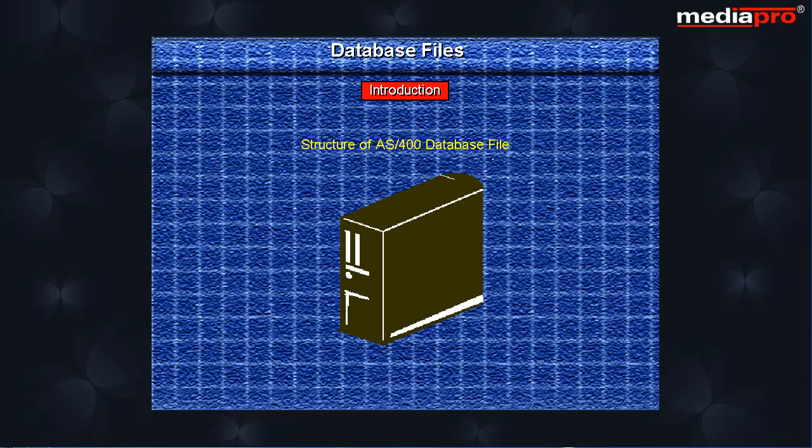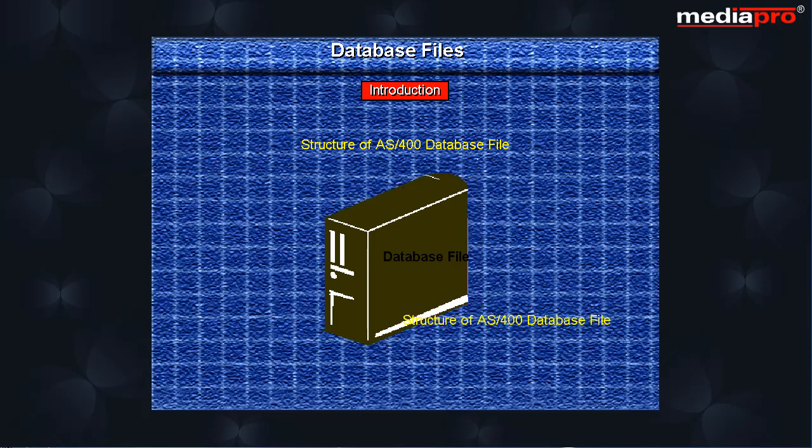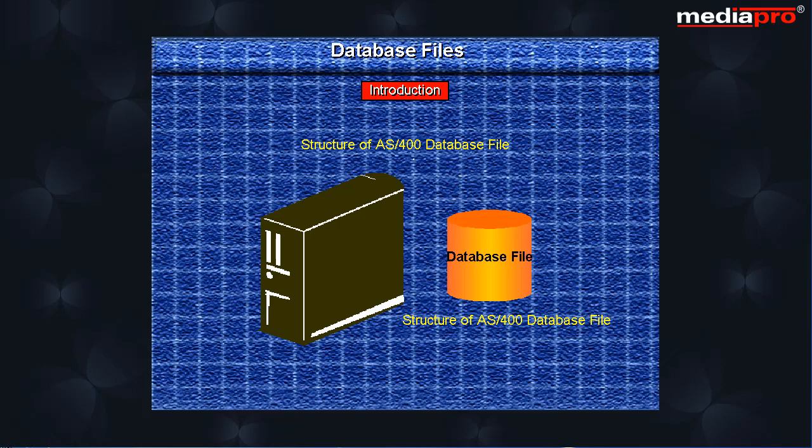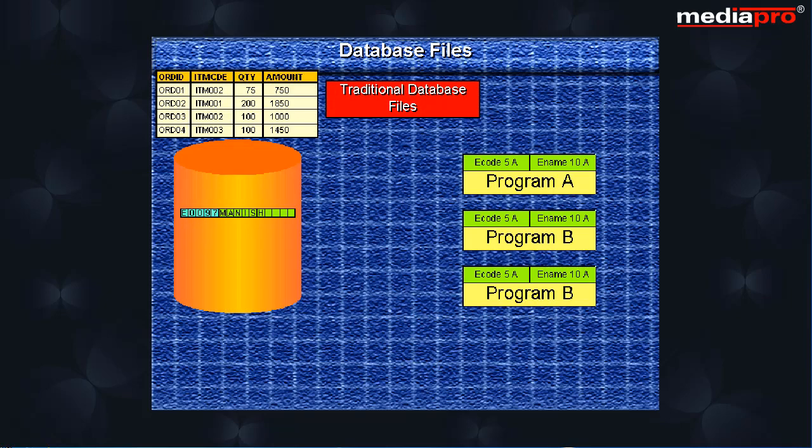In this chapter, we will study the structure of AS400 database files. We will also see how the files can be defined to the system and also how to create these files. Traditional database files are said to be program described. The data definitions are included in each of the programs that use the database files.